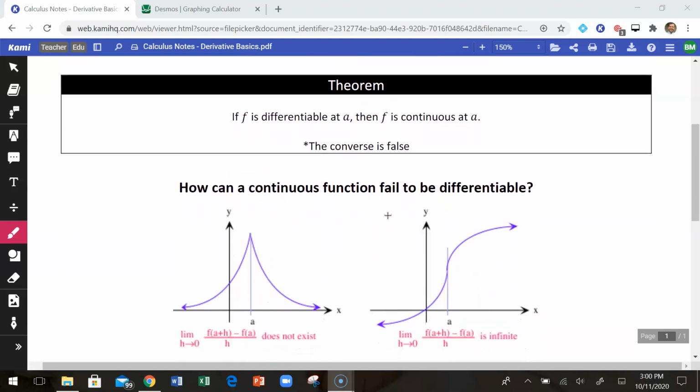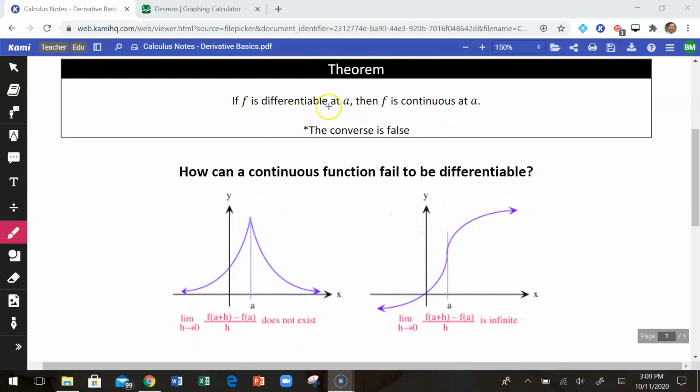Next up, we have a theorem. It says if f is differentiable at a, so differentiable in itself means that you can find the derivative of the function at some x value a. And sometimes you have situations where you can't find the derivative at an x coordinate that we'll call a. So differentiable just means that you can take the derivative at that x value. So if f is differentiable at a, if I can take the derivative there, then f had to have been continuous at a.